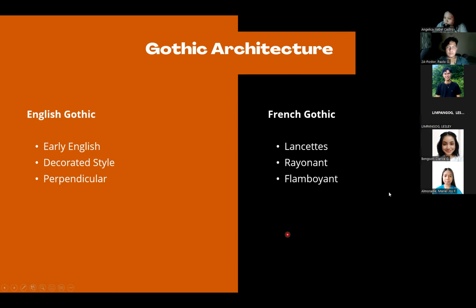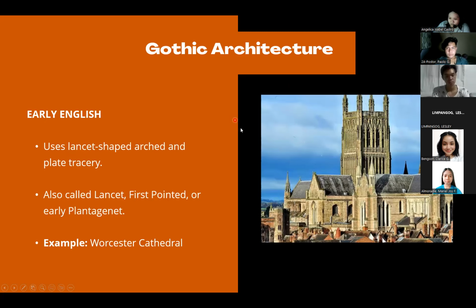Your French Gothic, it talks of, remember the one I told you a while ago that the windows each have their own characteristic, the look of our windows. So, this will fall into the French Gothic one. The French windows, okay? So, your early English part of your English Gothic uses lancet-shaped arch and plate tracery, also called the lancet, first pointed, or early Plantagenet. It just means that this is the earliest type of your Gothic structure. So, it's not yet the perfected Gothic. You're still at baby steps into Gothic.